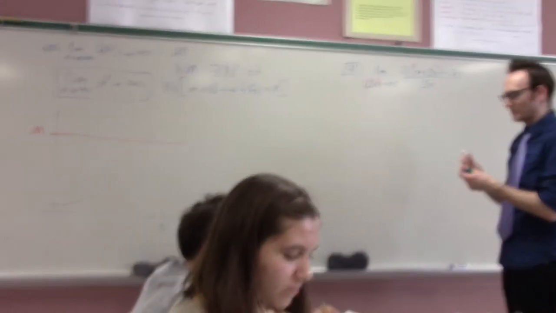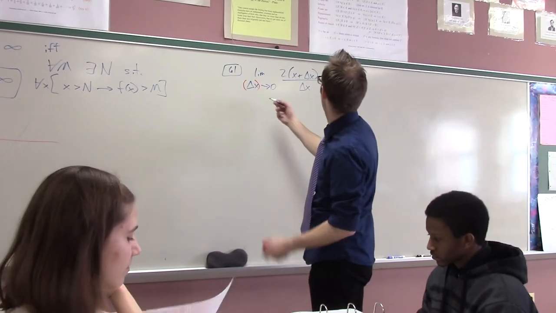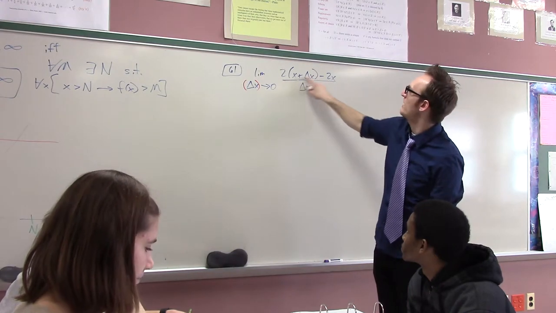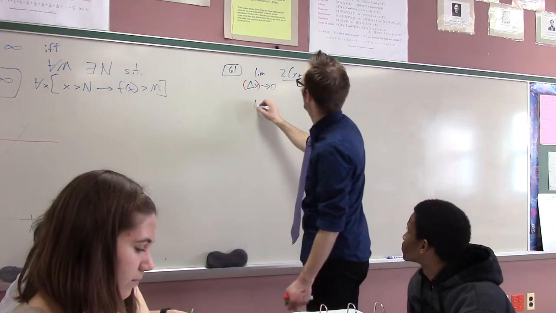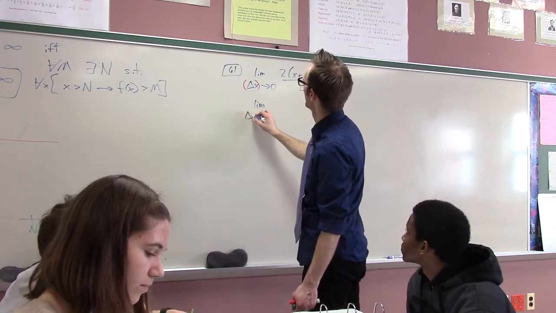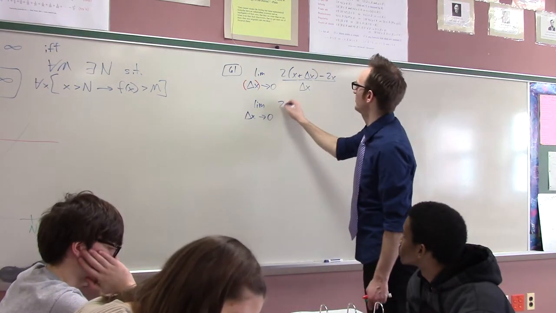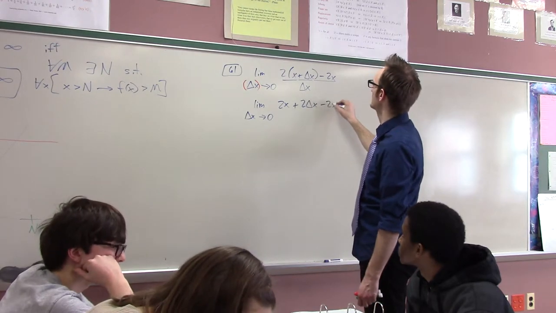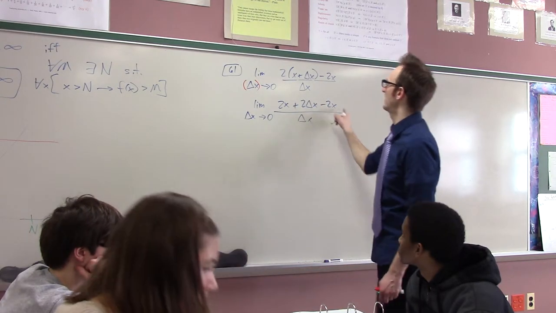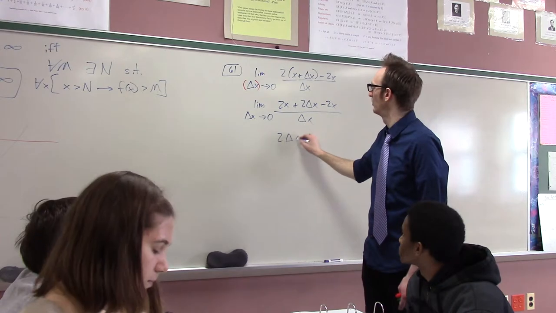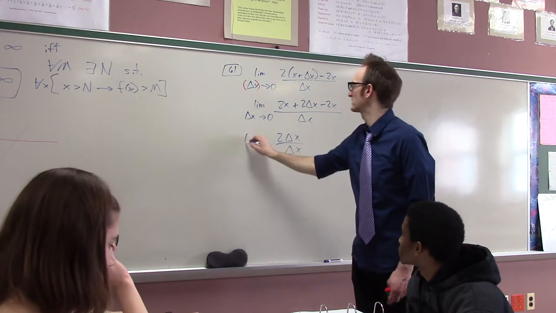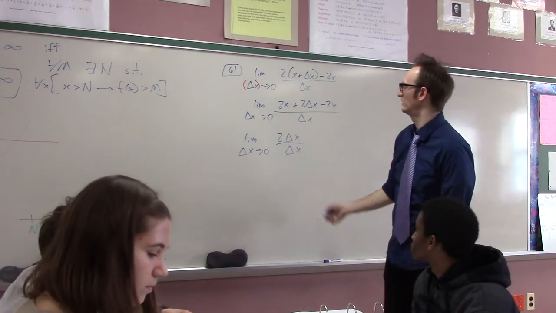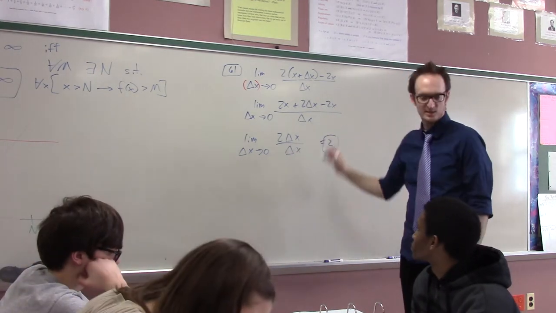So what you were supposed to realize is that if you first try to plug in 0 for delta x, then you get 2x minus 2x is 0. But this is actually kind of a silly problem. When you distribute this, you get 2x plus 2 delta x minus 2x over delta x, and those cancel. So you just get 2 delta x over delta x, and the limit as delta x approaches 0, those cancel, so this is just 2. That's all there is to say about that.